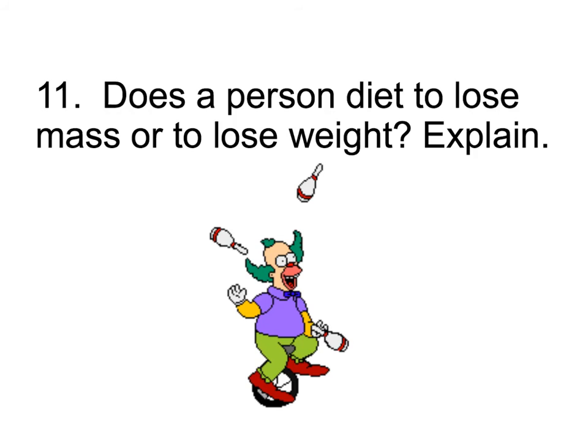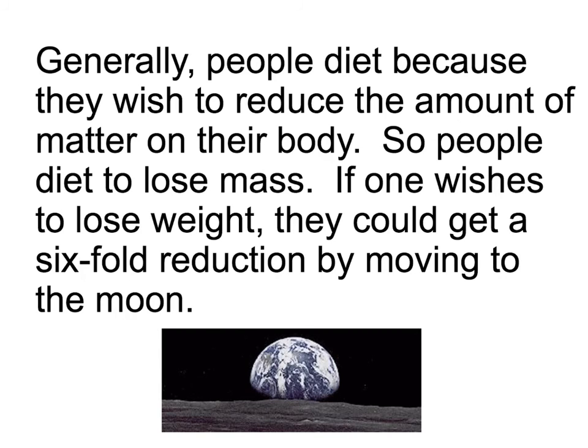Does a person diet to lose mass or to lose weight? Explain. Generally, people diet because they wish to reduce the amount of matter on their body. So people diet to lose mass. If one wishes to lose weight, they could get a six-fold reduction by moving to the moon. So if you go to the moon, you're going to weigh less, but your mass is still going to be the same.